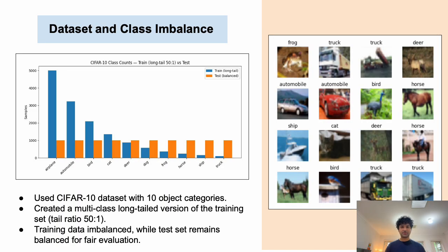So just to get started off, a quick refresher would be the dataset that I'm using. I have chosen the CIFAR-10 benchmark image dataset with the 10 categories that it has. And in order to represent a class imbalance, I have created a multi-class long-tailed version of the training dataset with exponential decay, as you can see over here. The numbers are skewed towards the right of the graph, whilst keeping the testing set balanced, so evaluation is fair.